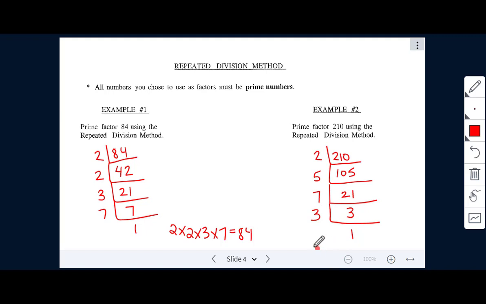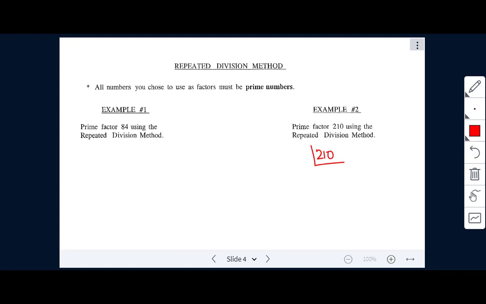All right, so our answer here is, I'm just going to write it the same way as here, 2 times 5 times 7 times 3, which gives me 210. All right, so we're going to try 210 again. We're just going to use different numbers.